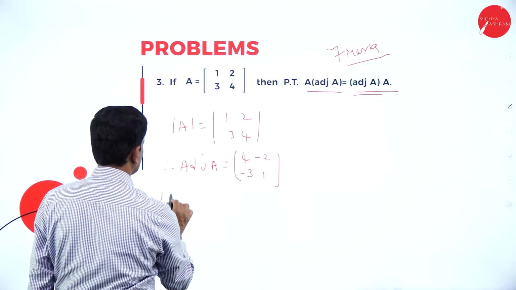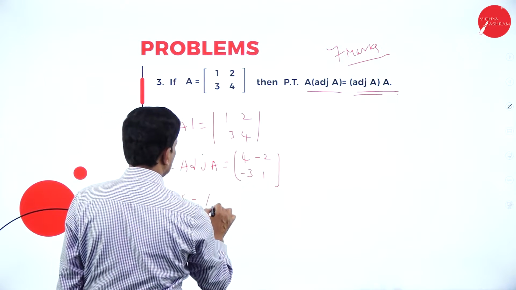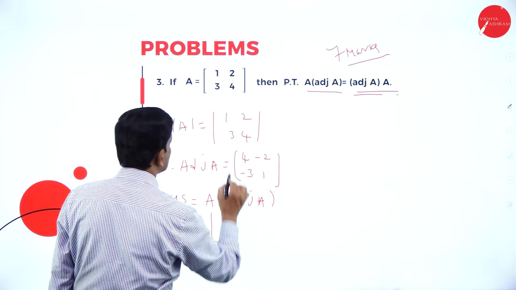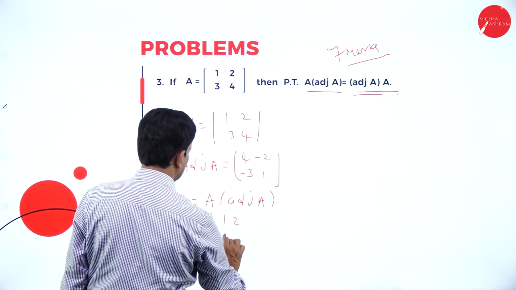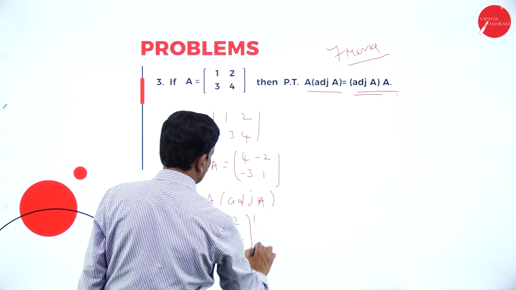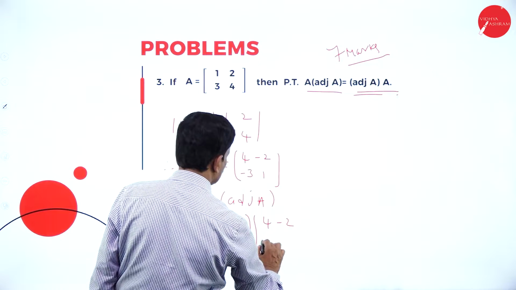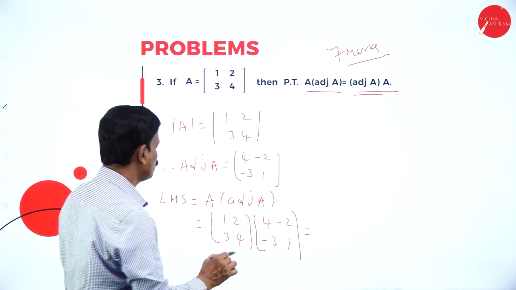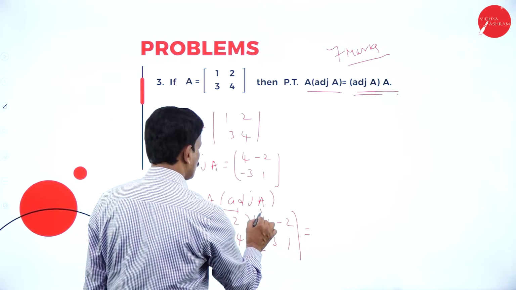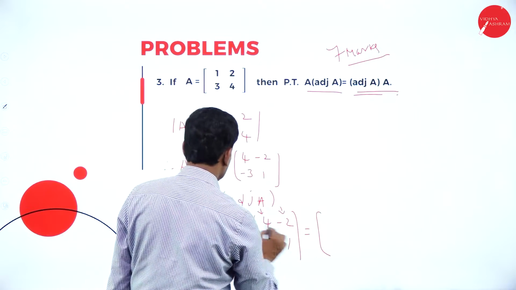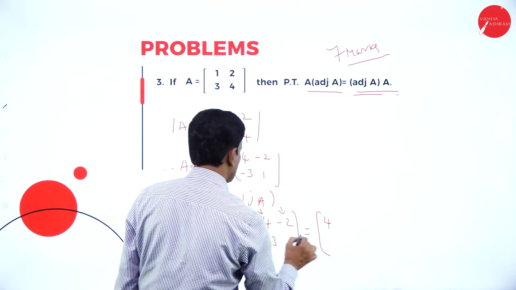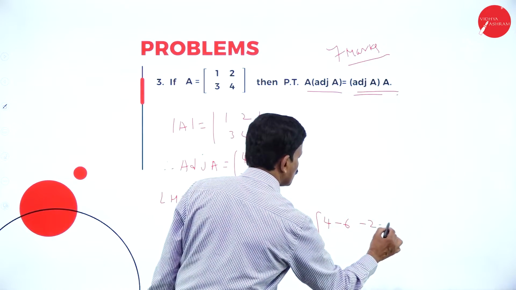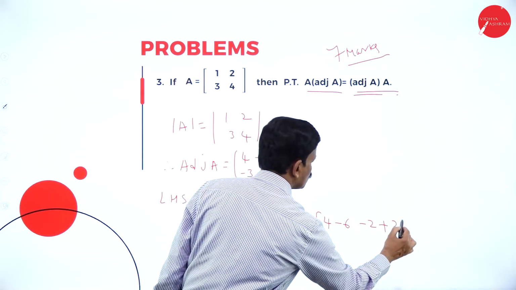Now take LHS. What is LHS? A into adjoint of A. What is A? A is the given matrix 1, 2, 3, 4, and adjoint of A is equal to 4, minus 2, minus 3 and 1. This is equal to multiplication of matrix. First row, first column, second column. So 1 into 4 is 4, again minus 2 into 3 is 6. Same row, second column, 1 into minus 2 is minus 2 plus 2 into 1 is 2.